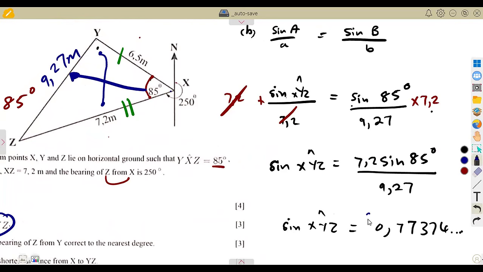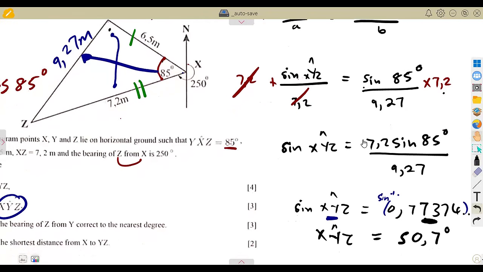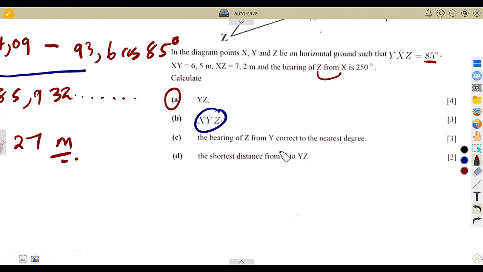To find the angle, it will be arc sine on this side. To find this angle XYZ, you find arc sine, which is shift sine or second function sine, depending on your calculator, of this answer. Do not round off anything. Then you are going to obtain 50,697, something like that, which is going to be 50,7. Remember, angles to one decimal place, as we are given the instruction.